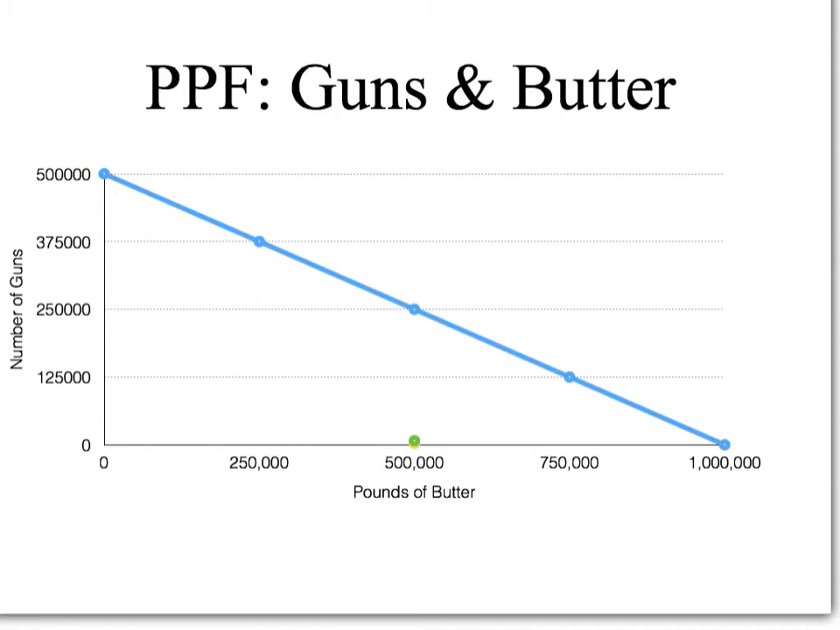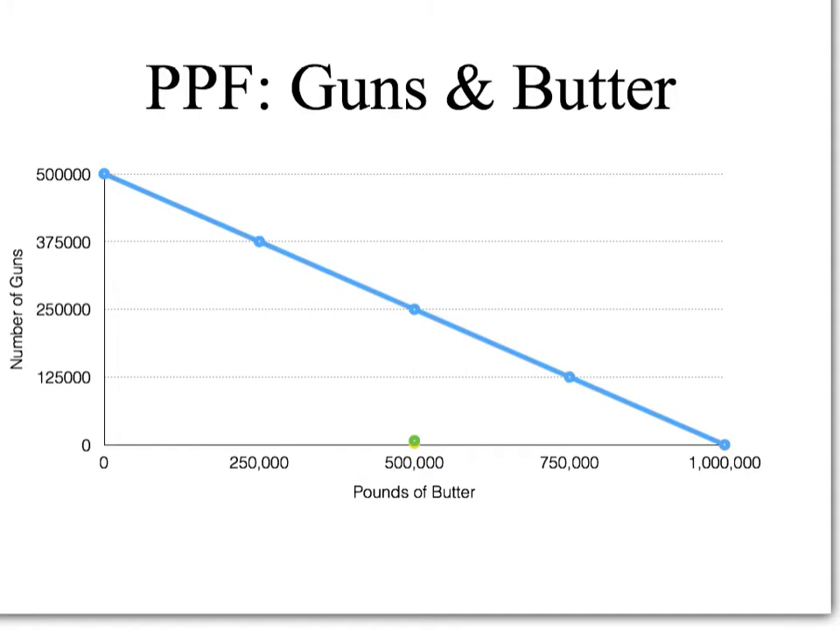Now, any point that's actually on the production possibility frontier, any point that's on the line over here, these points are efficient because at every single one of these points, we are using all 100,000 hours of labor. And that's ideally where we would like to be, at the most efficient point.